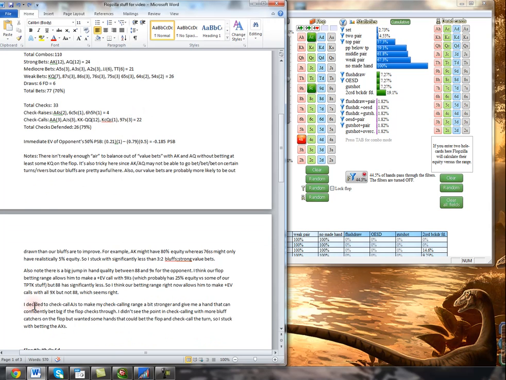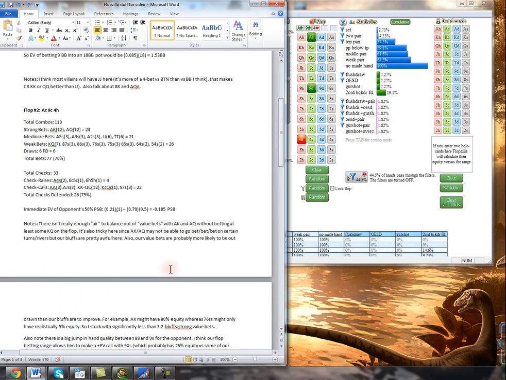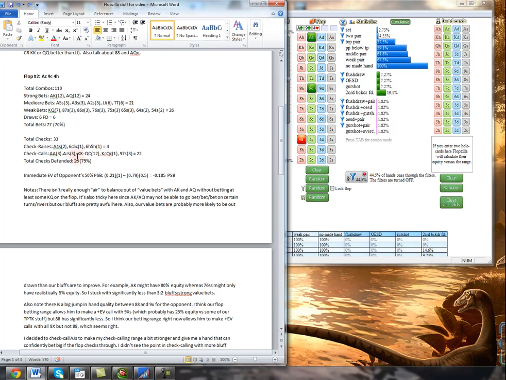So right here I wrote, I decided to check call ace jack suited to make my check calling range a bit stronger and to give me a hand that can confidently bet big if the flop checks through and the turn doesn't come like the flush draw. I didn't see the point in check calling with more bluff catchers on the flop, but wanted some hands that could bet the flop and check call the turns, so I stuck with betting ace x suited. So all of this stuff is very tricky, and I could spend a lot more time on it, I think, to not really gain much from it. But all I'm really saying here is, I've already got the bluff catching component in the check calling range.